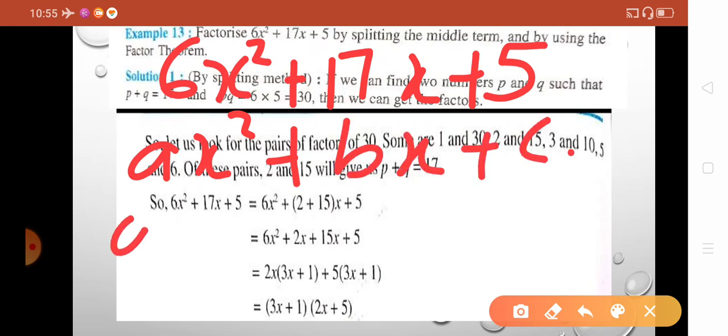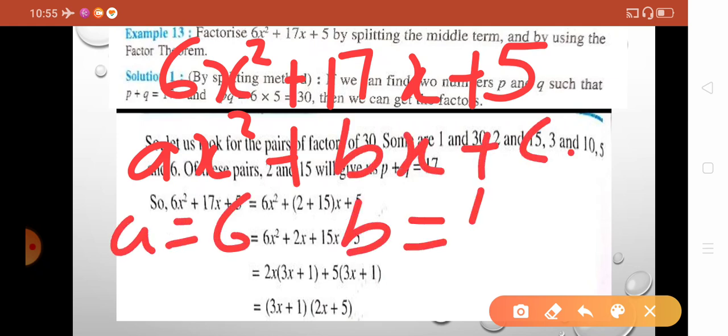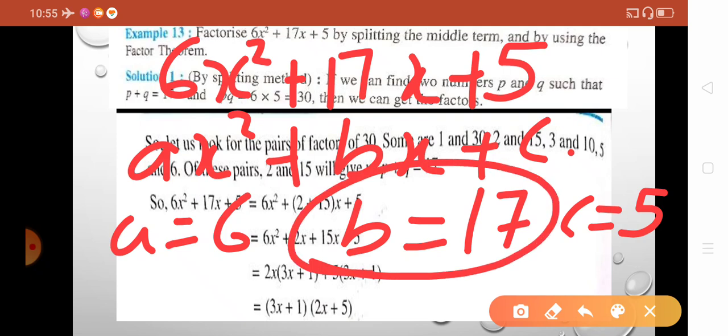From here you will get the value of a is equal to 6, b is equal to 17 and c is equal to 5. Then you have to find two numbers in such a way that the sum of the two numbers must be equal to 17 and their multiplication must be equal to a multiply c, that means 6 5s are 30.